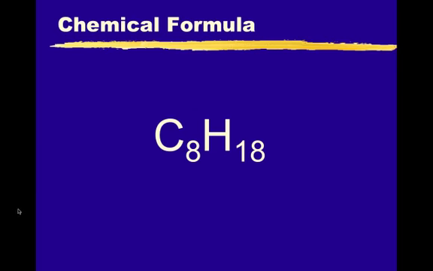Alright, parts of a chemical formula. We have two parts of a chemical formula. We have letters, and then we have numbers. The letters are the chemical symbol of an element. The subscript numbers tell how many of each element we have in our formula. So this is a chemical formula. Alright, so we would have 8 carbon atoms and 18 hydrogen atoms bonded. Okay?